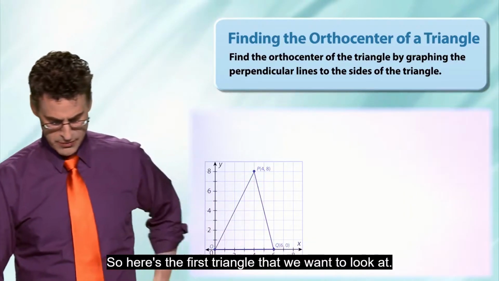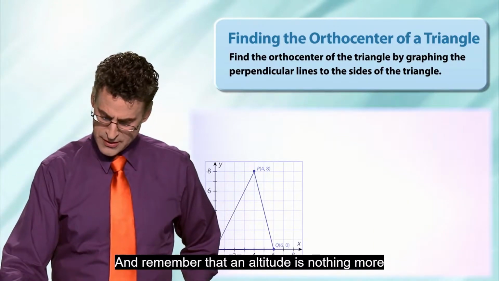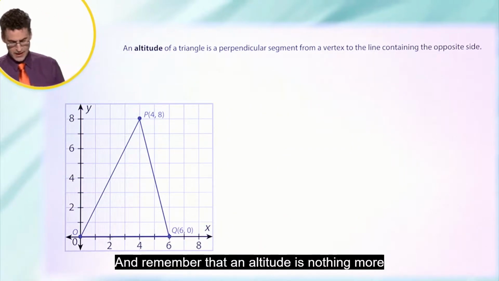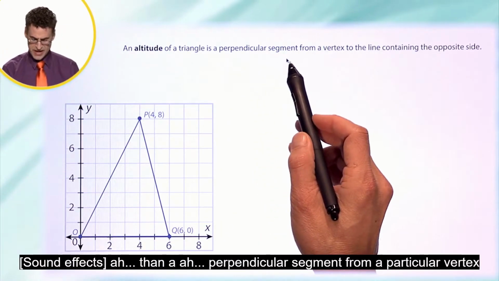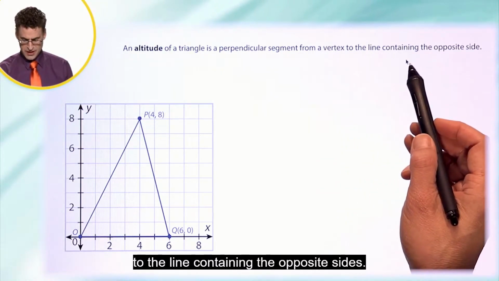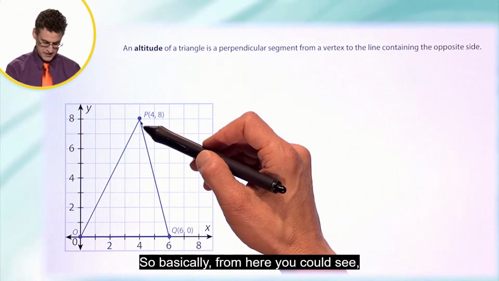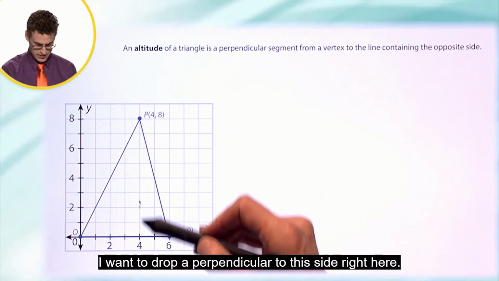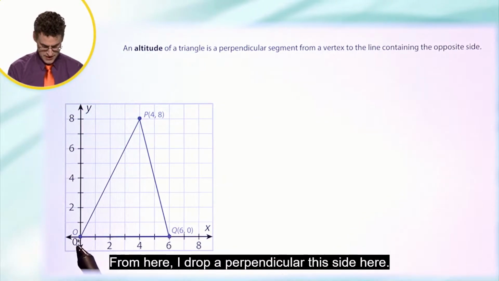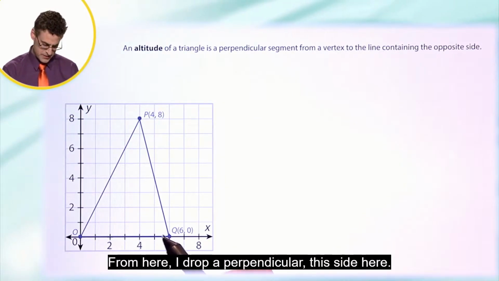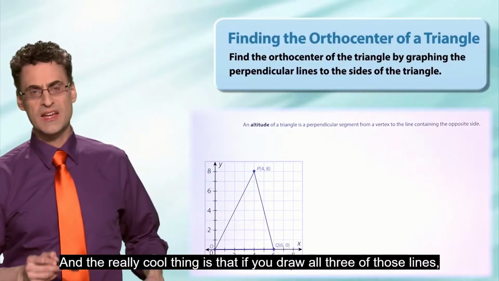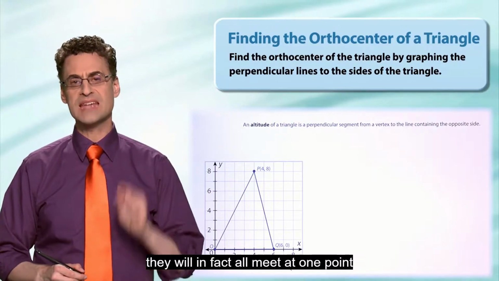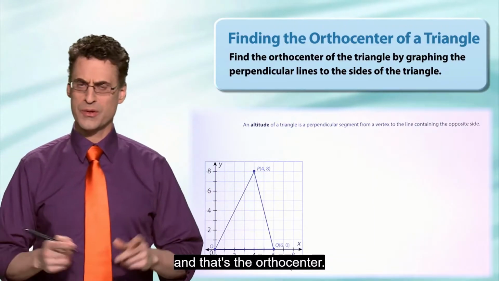So here's the first triangle that we want to look at. And remember that an altitude is nothing more than a perpendicular segment from a particular vertex to the line containing the opposite side. So basically, from here, I'd want to drop a perpendicular to this side right here. From here, I drop a perpendicular to this side here. From here, I drop a perpendicular to this side here. And the really cool thing is that if you draw all three of those lines, they will, in fact, all meet at one point, and that's the orthocenter.